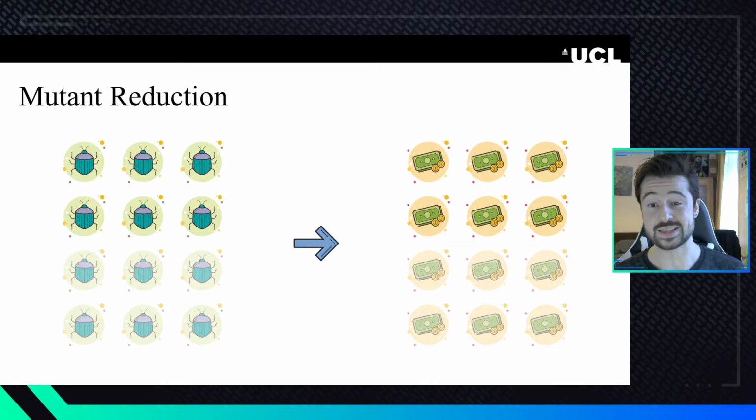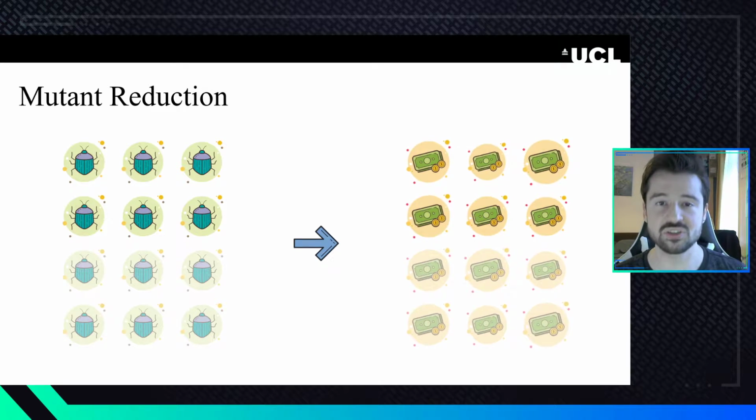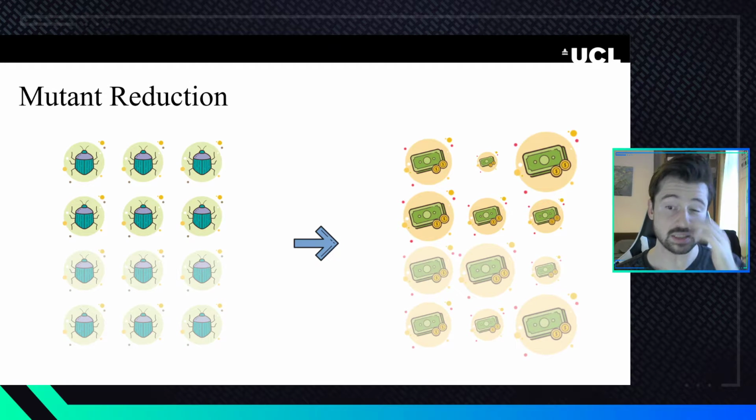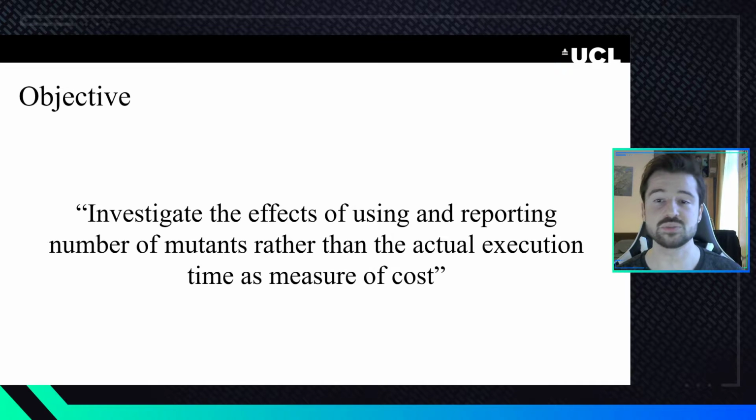The problem here is that different mutants have different costs. So we cannot expect a ratio of 1-to-1 between the number of mutants and the true execution cost of mutation analysis. So this is a threat to validity that can lead to misleading conclusions about which strategy will be more effective on reducing the cost of mutation analysis.